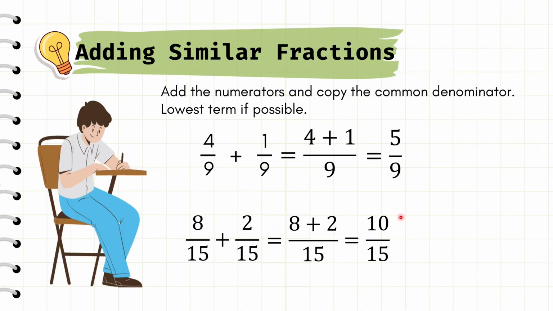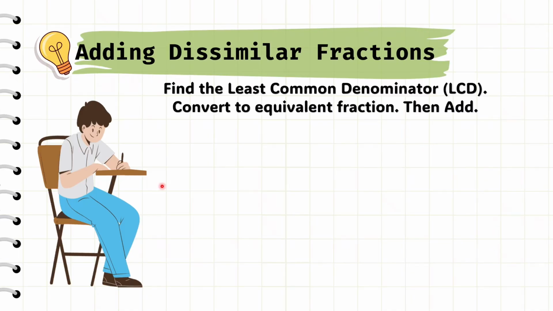May number na pwedeng i-divide sa parehong numerator and denominator. So, and that is 5. So, we can divide 5 both in the numerator and the denominator. So, 10 divided by 5 equals 2, and 15 divided by 5 equals 3. So, the answer is 2/3. Paano naman kaya kung dissimilar fractions?